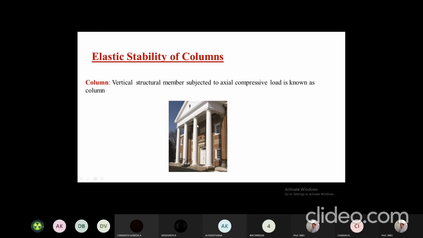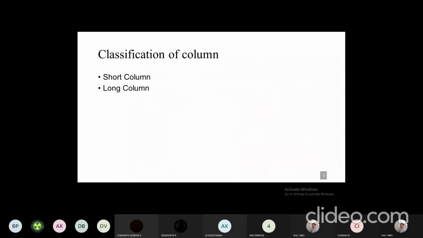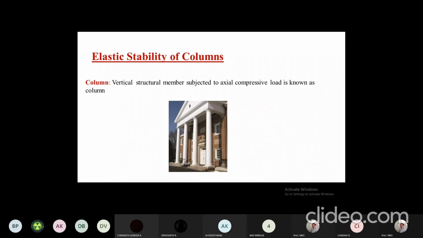You can see this is one of the examples. You have seen many, like this pillar that is used in the construction of a building. So here we have different types of column, or classification of column. The first is a short column, and another one we call a long column. We define this with respect to the length of the column.